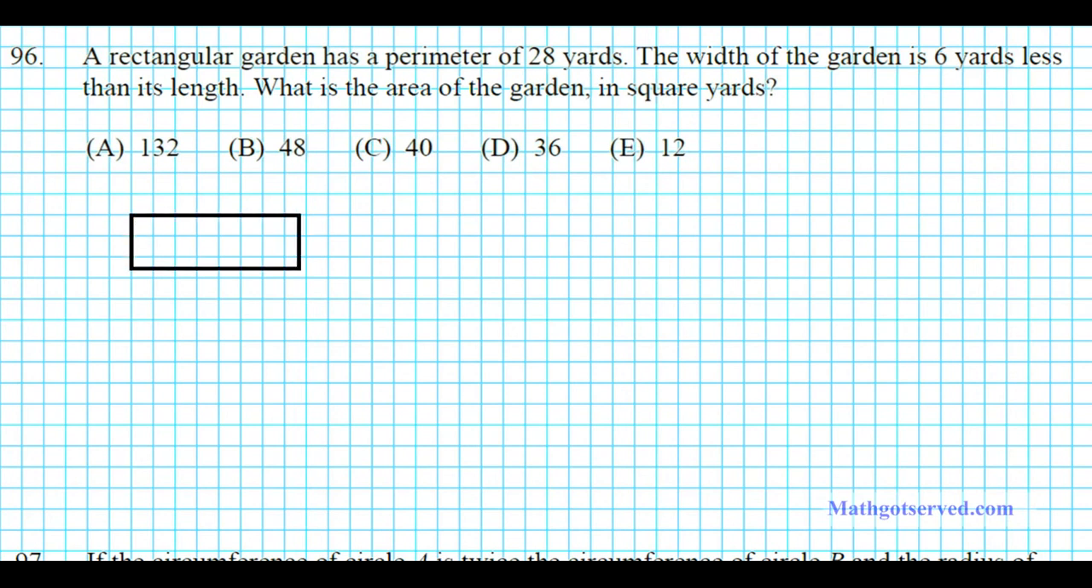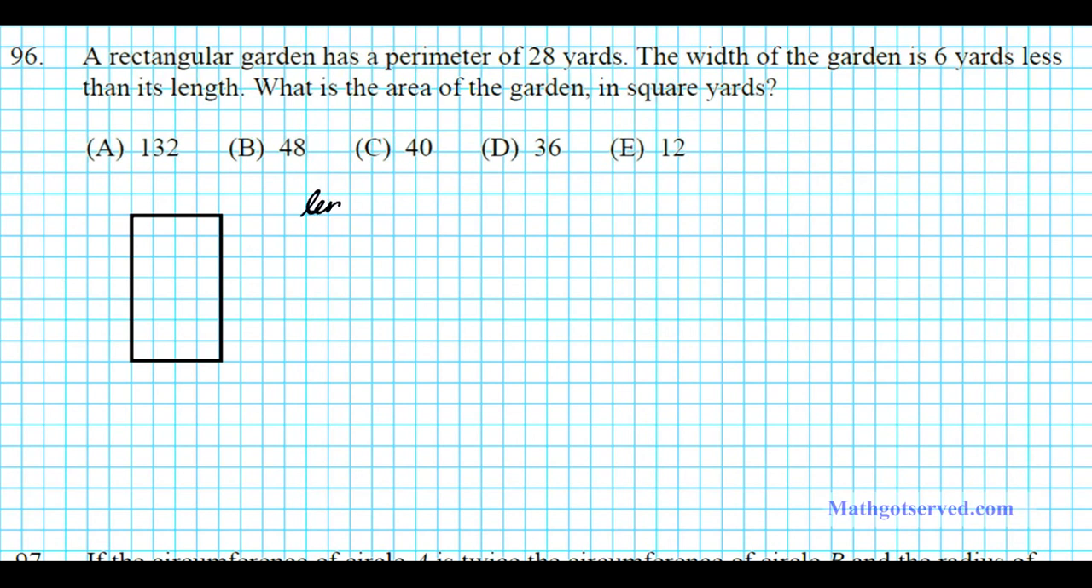We have a rectangular garden. And let's see, the width is less than the length. So let's apply that to our sketch. Let's go ahead and declare our variables. I like to declare the independent variable first. You notice that the width is dependent on the length. So this is the independent and that's the dependent. So let's start with the independent.